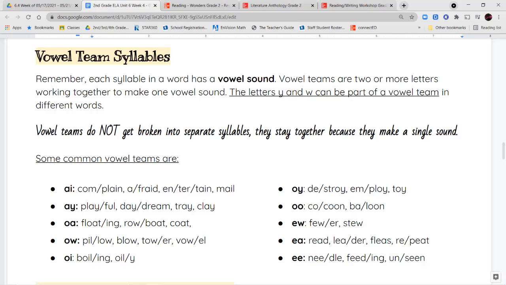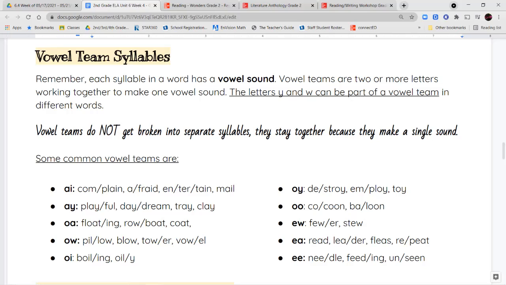Now remember, I know we are calling them vowel teams, and they're usually two vowels together, but sometimes they have, like we said, the letter W or the letter Y in it as part of that vowel team because it still makes that single vowel sound. For EA, we have read, leader, please, or repeat. And for EE, we have needle, feeding, or unseen.